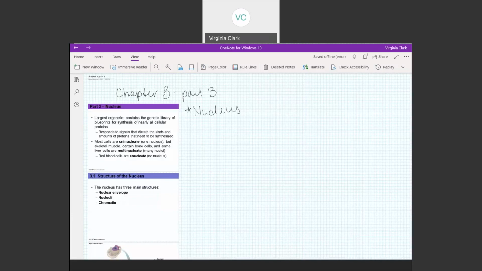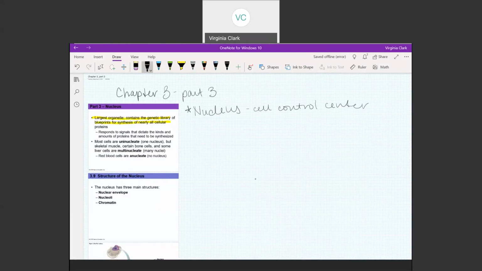The nucleus is going to be the largest organelle, and what's specific about it is that it carries all of the genetic material for our cells. So it is the cell control center. This nucleus is very, very important. Some cells have one nucleus, and if this occurs, these are called uninucleated, which is this guy right here, one nucleus.